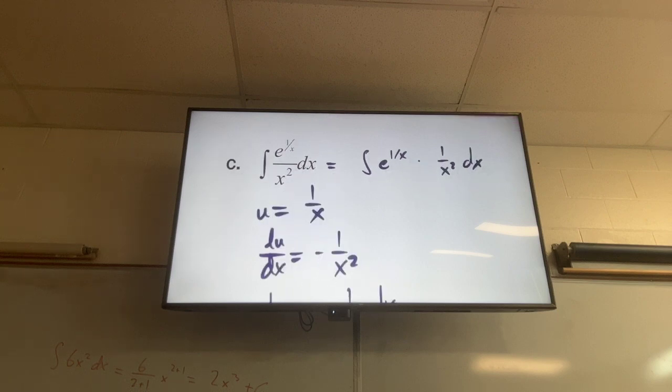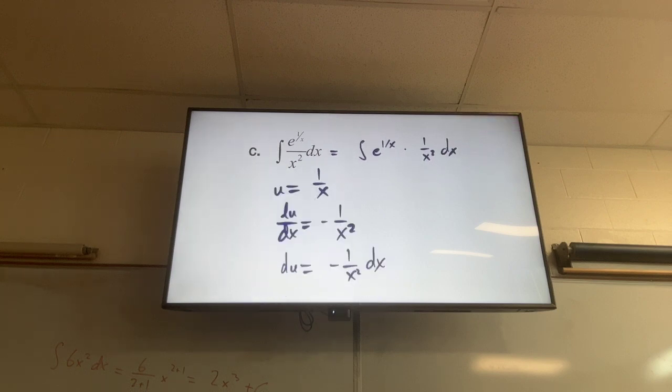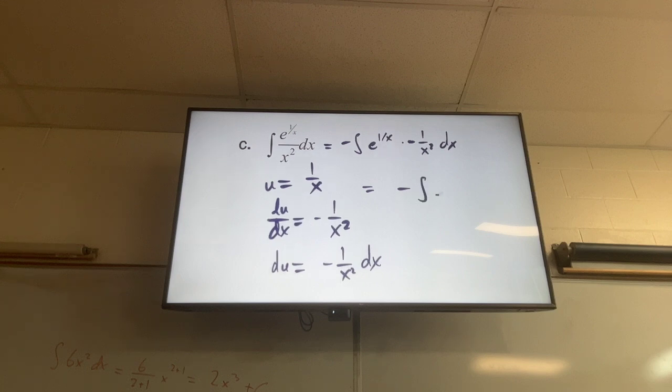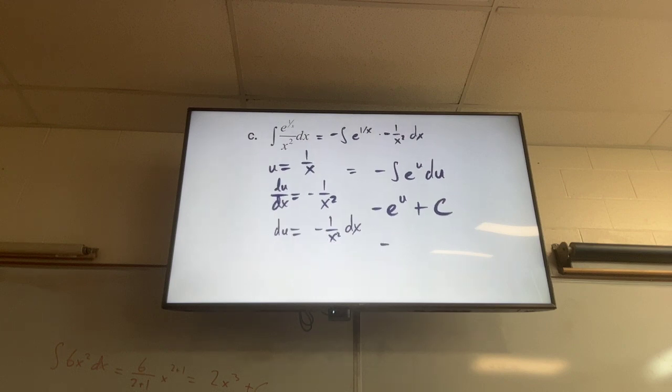So I can sub in for u, no problem, right? But what do I need right here before I can sub in du? It needs to be negative, right? So I'm going to put a negative here and then a negative out there to compensate, okay? So it's going to be negative e to the u du. Negative e to the u plus c when I take that antiderivative, and then subbing back in for u.